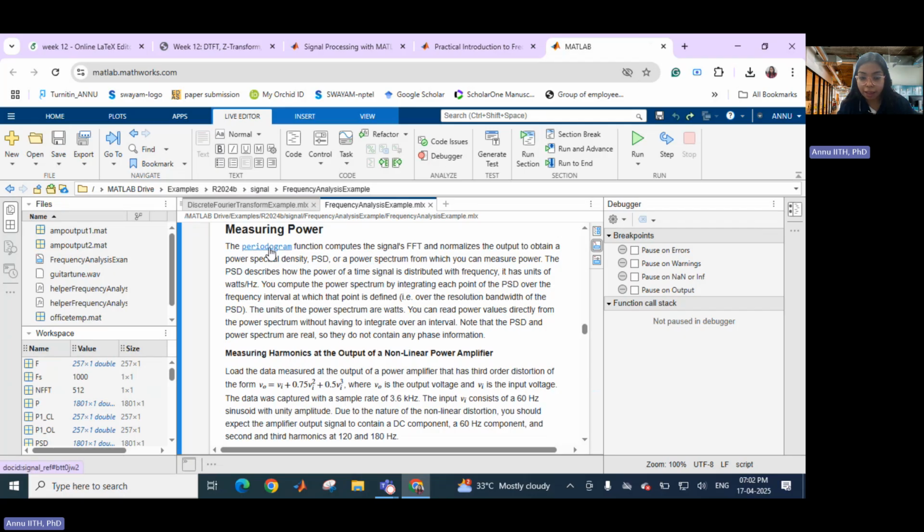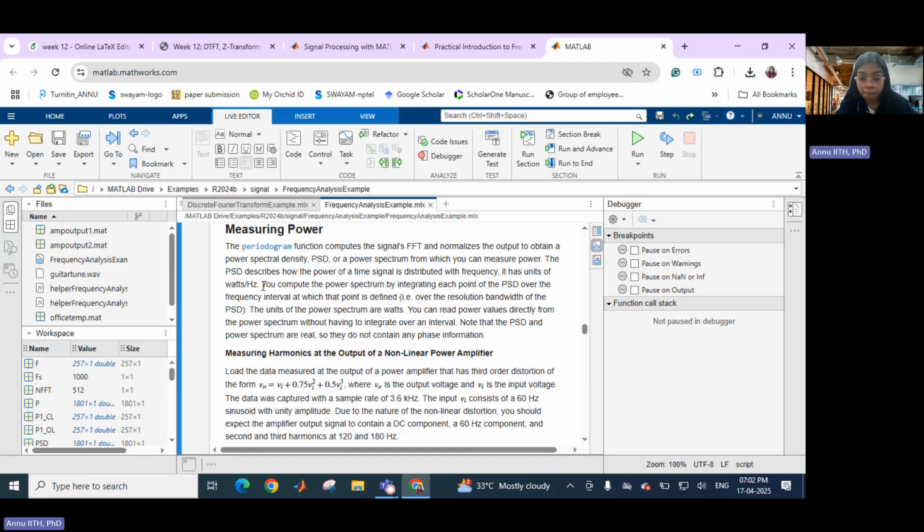So the periodogram function is used to compute the signal's FFT and then normalizes the output to obtain the power spectral density or power spectrum, from which you can measure the power, because it is very important to get the power value of any signal. It determines how long it can reach to a particular area. That is the matter.